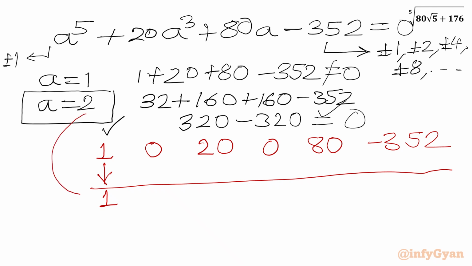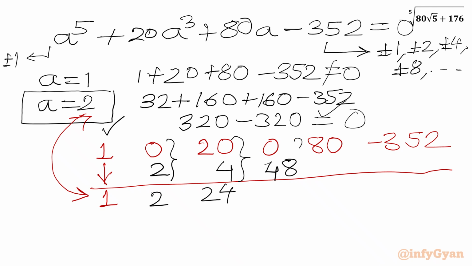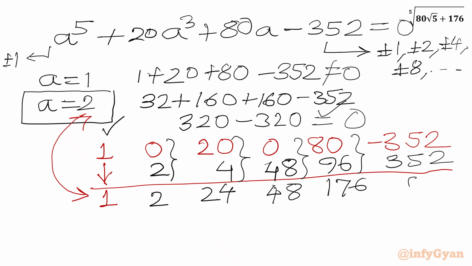Now leading coefficient we will write as it is, 1. Now we have to multiply the base solution with this leading coefficient 1. So 2 times 1 is 2. Now we will add these two. We will write here 2. 2 times 2 is 4. We will add these two. We will write here 24. 2 times 24 is 48. After addition we can write here 48. Now 2 times 48 is 96. Once we add, we will write here 176. 2 times 176 is 352. Addition will be 0. So here we have the coefficients for the quartic equation.